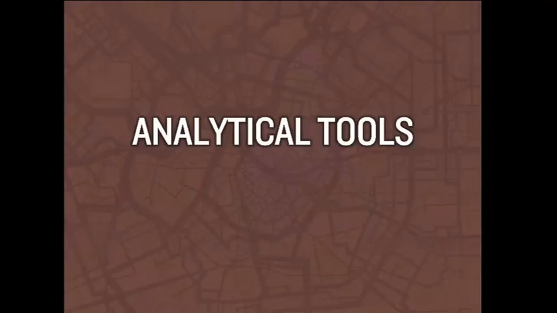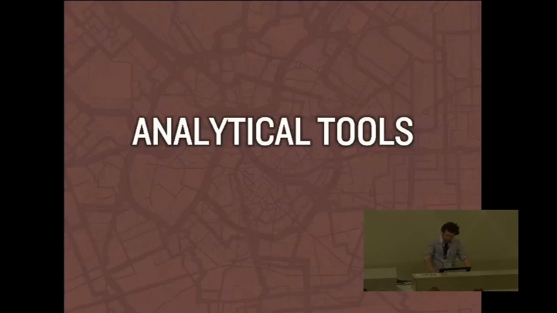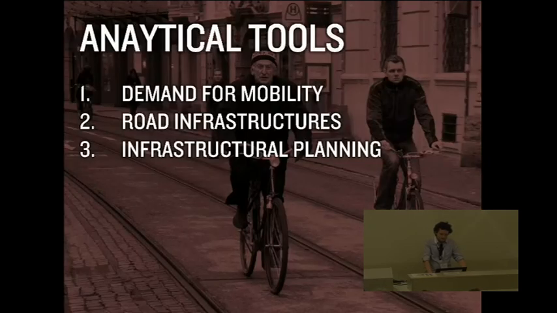With this, we started building some analytical tools. Sebastiano Scacchetti is our mobility traffic engineer. And so we started to make some analysis in order to find ways to describe the city and to improve the bike infrastructure planning. So we have mainly three types of analysis that we can do. The first is demand for mobility, so what kind of infrastructure the users would need. The second is road infrastructure, so what kind of infrastructure is actually present. And the third is the most interesting, maybe, infrastructural planning.